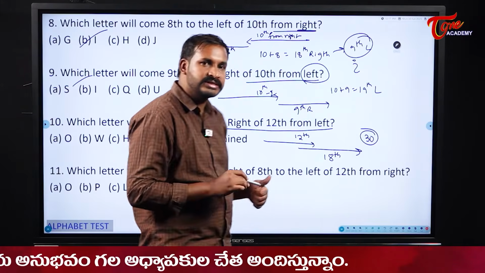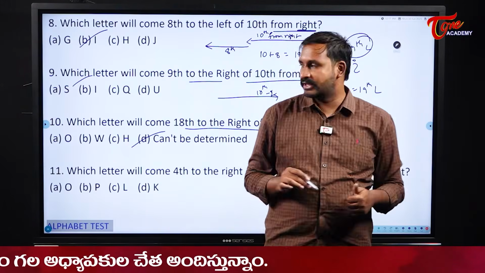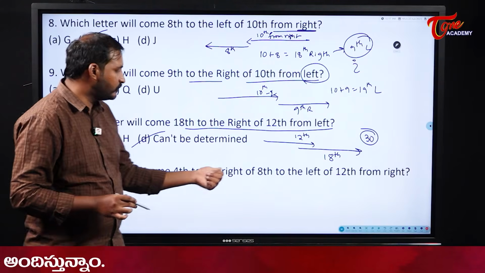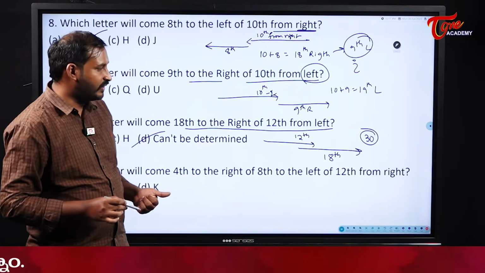Here our answer becomes can't be determined. Next one. Which letter will come 4th to the right of 8th to the left of 12th from right?